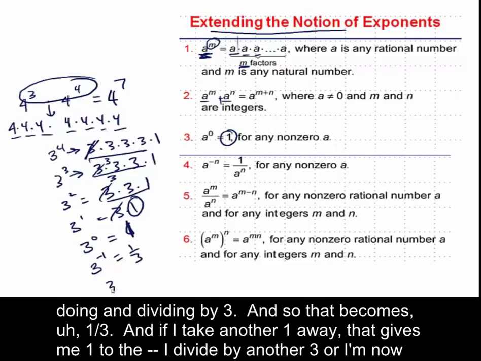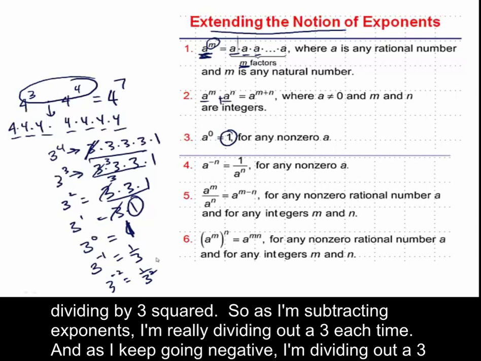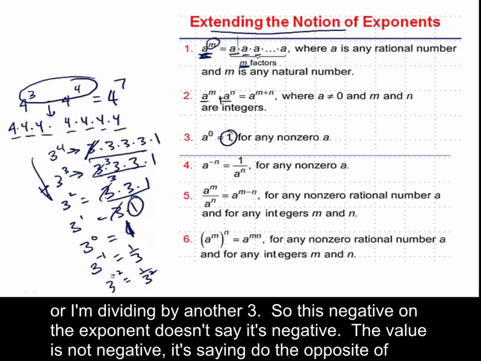And if I take another one away, I divide by another 3, or I'm now dividing by 3 squared. So as I'm subtracting exponents, I'm really dividing out a 3 each time. And as I keep going negative, I'm dividing by another 3. So this negative on the exponent doesn't say it's a negative. The value is not negative. It's saying do the opposite of multiply.